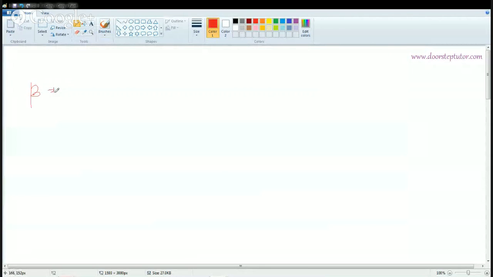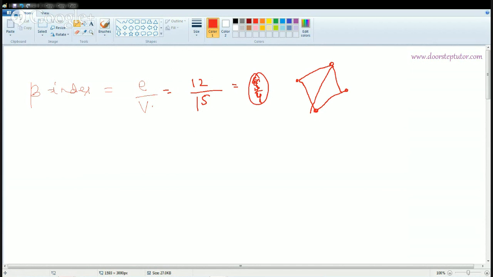So if I talk about beta index, it is basically edges per vertices or nodes. So if I have, in that case, say 12 edges and 15 nodes, that would be my beta index. For example, in this case, I have 4 nodes or vertices and 5 edges. So it's 5 by 4. Okay, so that is the beta index I'm trying to calculate here.